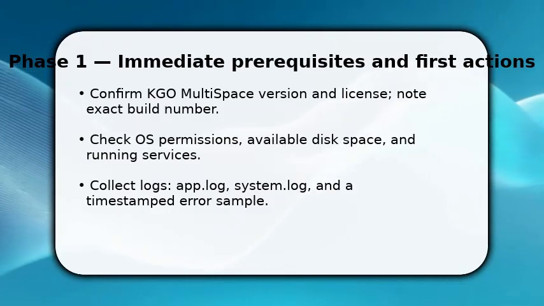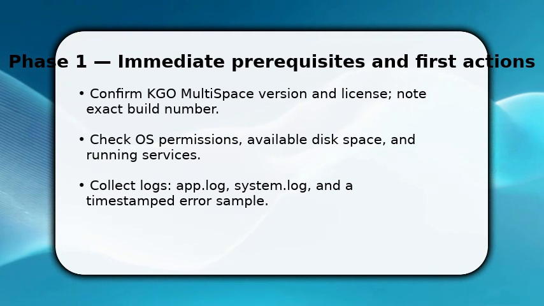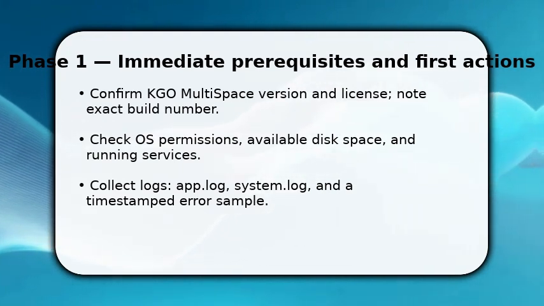You start by confirming version and license. Write down the build number. Next, check file permissions and free disk space. Make sure services the app depends on are running.